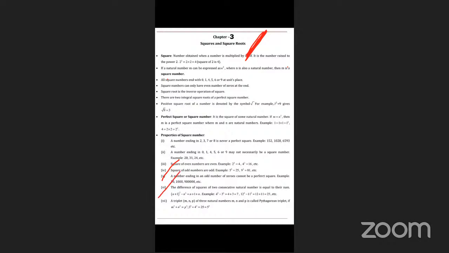Rule number 6. The difference of squares of two consecutive natural numbers is equal to their sum. Very important. Suppose you have one number, suppose 4. If you make 4 square, and another consecutive number after 4, which is 5, 5 square, and you subtract these two. Let me take one easy example, you will understand better. Rule number 6 is very important. The difference of squares of two consecutive numbers is equal to their sum.